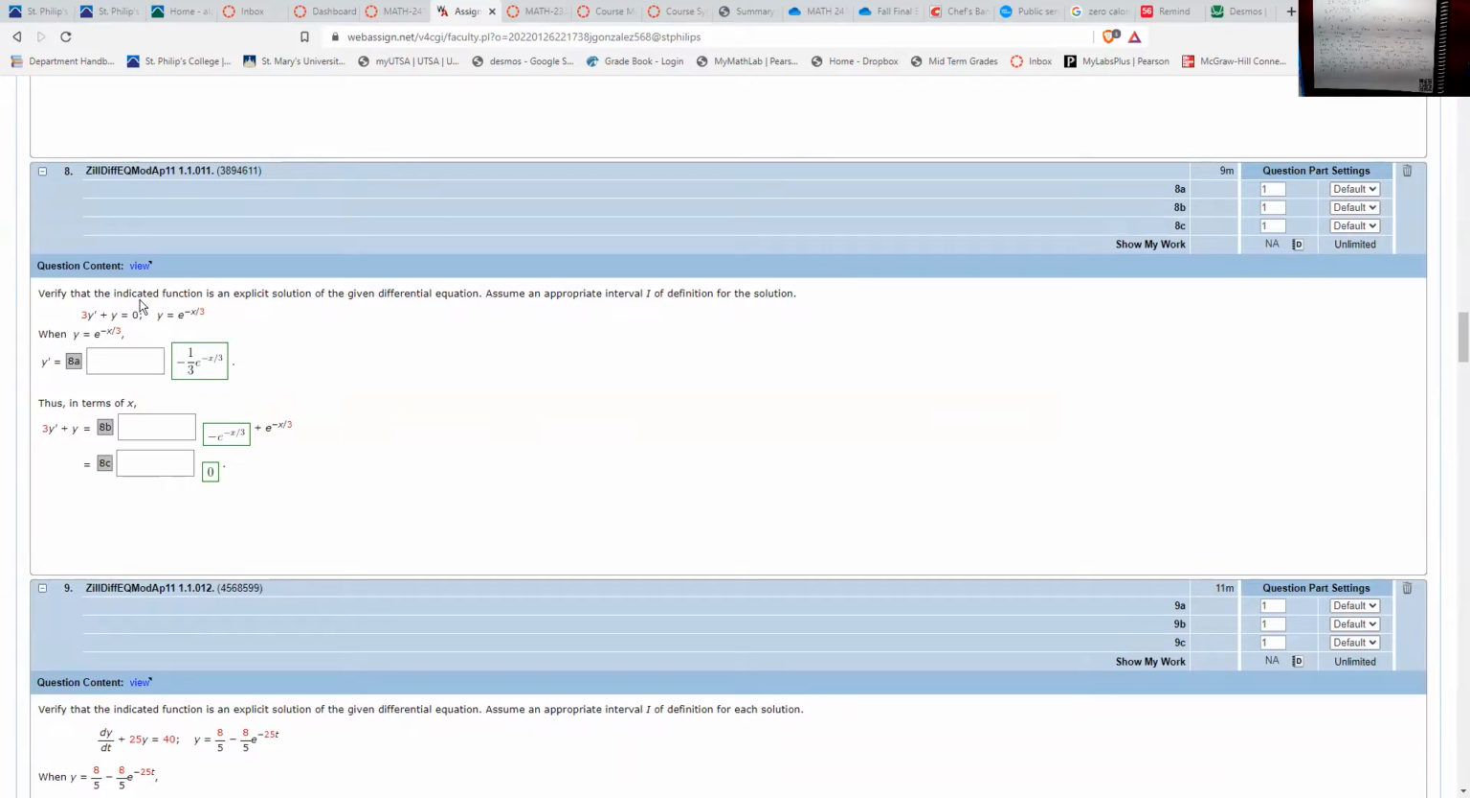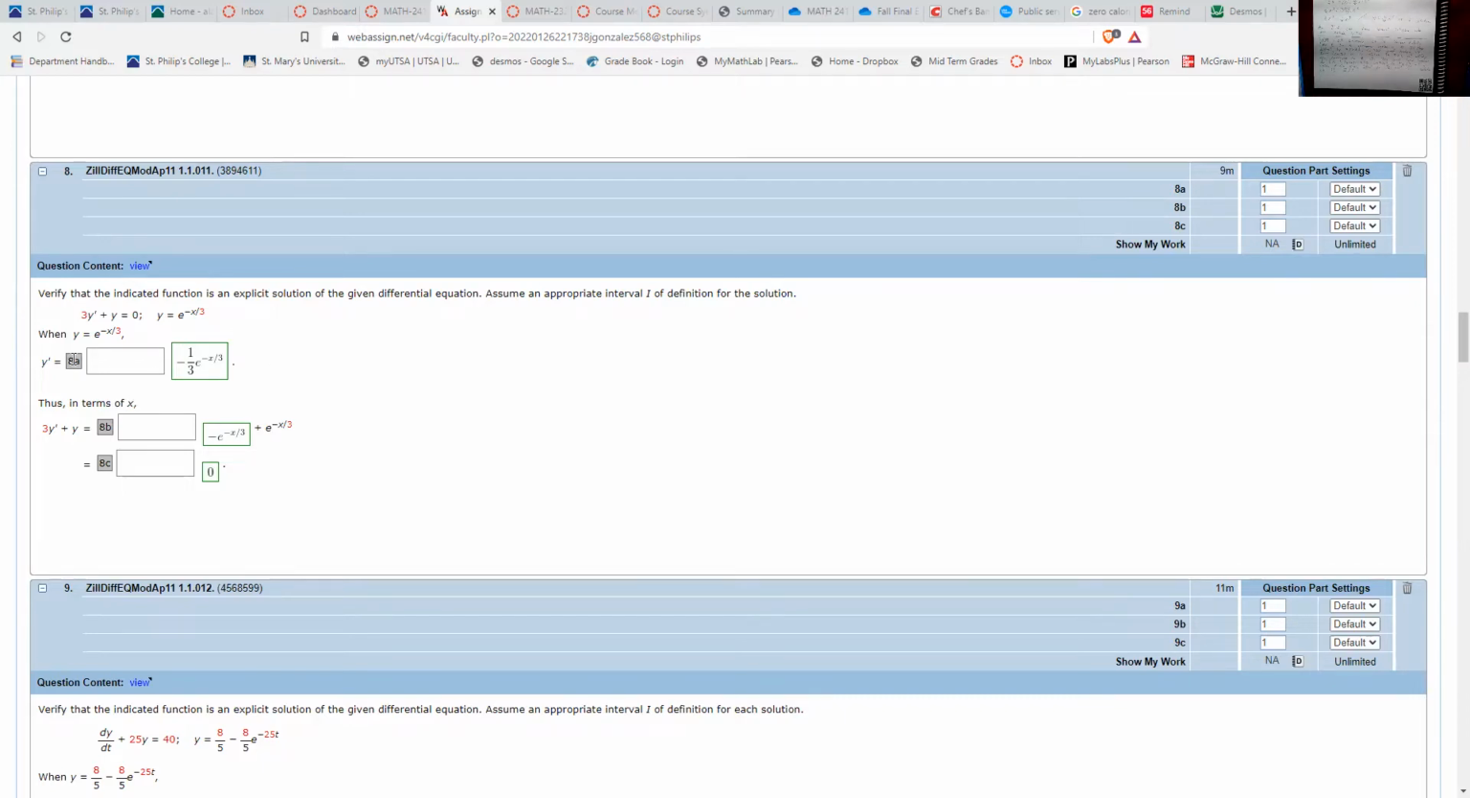Here it says verify that the indicated function is an explicit solution. So what you have to do is you take, so they give you the solution right here, and they want you to know, does it satisfy the differential equation? So you take a derivative, you plug it in here, plug in the original right there, and then you add it all up, and you should get 0. So if you do, then yeah, it satisfies it. So that's how you would show it on an exam. Like if I told you, does this thing satisfy this? You plug it in.